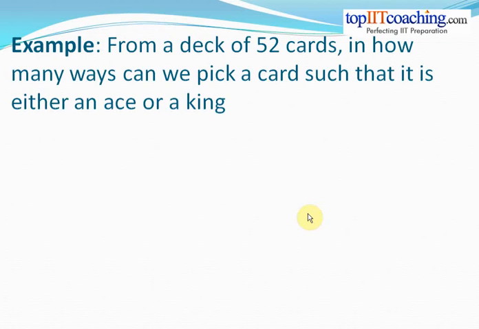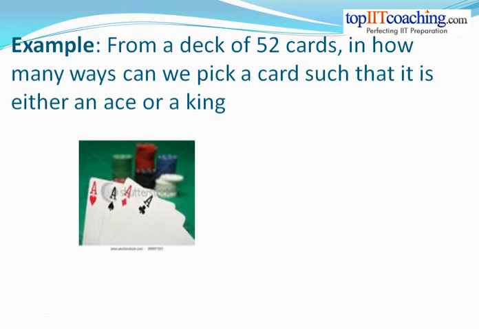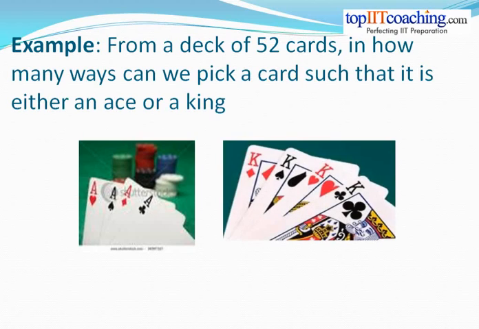I know you guys must have had wonderful sessions of playing cards, but for those who don't have any experience with it, let me tell you that in a deck of 52 playing cards, we have 4 aces, that is ace of club, ace of diamond, ace of spade and ace of heart. And similarly we have 4 kings, king of club, king of heart, king of spade and king of diamond.